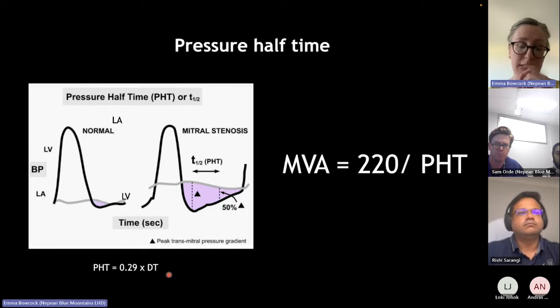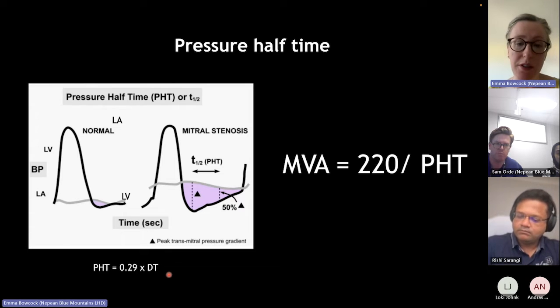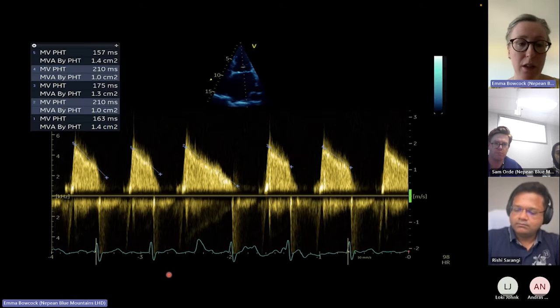We're not talking about prosthetic valves today, but this is not valid in prosthetic valves. We shouldn't use pressure half time to calculate mitral valve area in prosthetic heart valves, and we should be using the continuity equation whenever we can. So this is kind of how we would measure it.